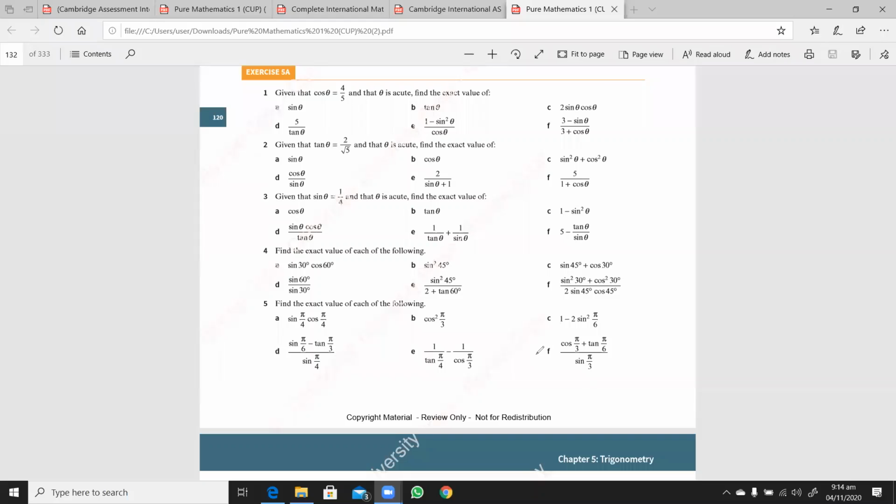Okay, now this is exercise 5 where we're going to begin the actual problem solving of these trigonometric question situations. Now you look at this first question, you have cos theta equal to 4 over 5, and then you have to find all these values: sine theta, tan theta, 2 sine theta cos theta.